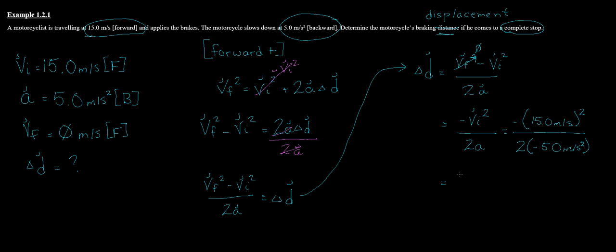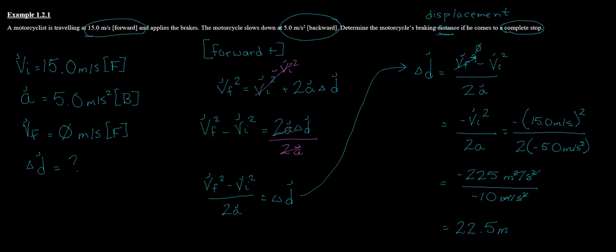Okay, 15 squared is 225. So now you get negative 225 meters squared per second squared on top, divided by 2 times negative 5, which is negative 10 meters per second squared. Negative 225 divided by negative 10 leaves you with 22.5. And then if we look at the units here, you get meters squared divided by meters. So that's going to cancel out one factor there, and then you have seconds squared divided by seconds. So all of those cancel, leaving you only with meters.